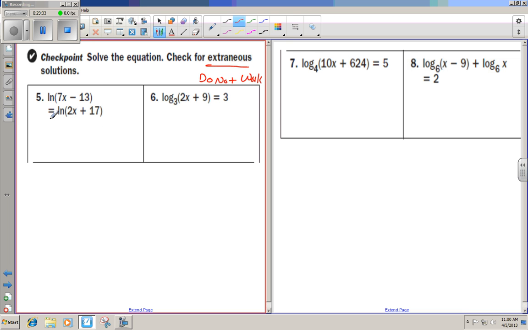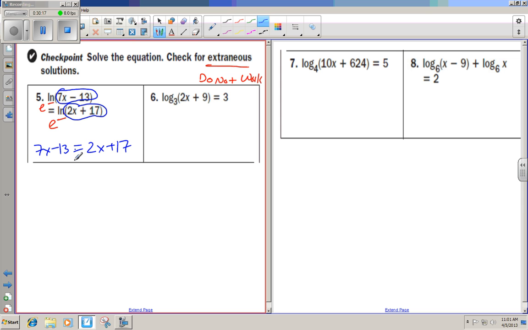So, number 5 from your guided practice. They should be showing all of these steps when you watch these videos. Natural logarithm on both sides. Since they're on both sides, all you have to do is undo a logarithm. Natural log is undone by a natural base. Or use the logical property of equality that says all that really matters is that this part ends up having to equal this part. So 7x minus 13 has to equal 2x plus 17.